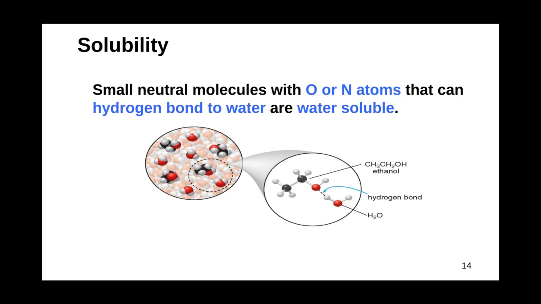Now, small neutral molecules with oxygen or nitrogen atoms that can be hydrogen bonded to water are also soluble. The example I'll give you here is ethanol. This is what you use for hand sanitizer. This is also what's in beer and wine and all those fun things. But the presence of this OH here means there's a potential for a hydrogen bond to form between the oxygen and the hydrogen, as well as the hydrogen and the oxygen. Because of this potential to form a hydrogen bond, ethanol is dissolvable in water.